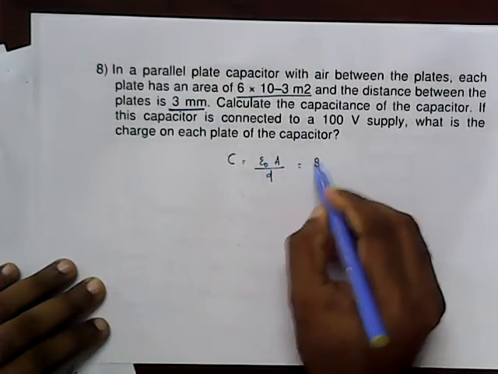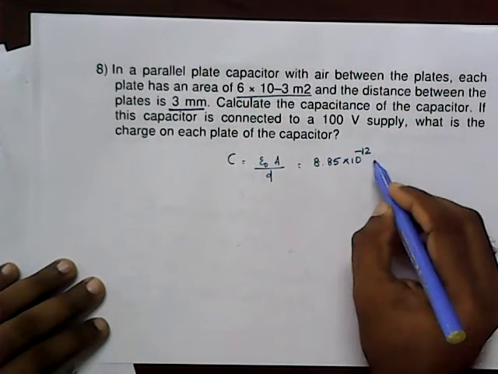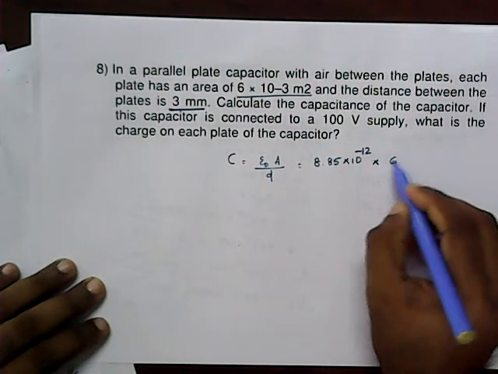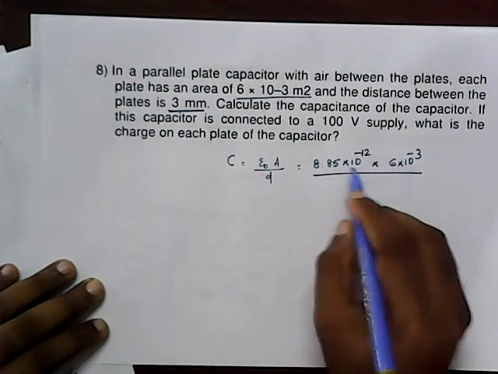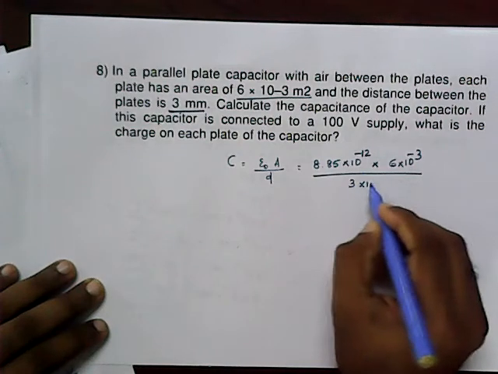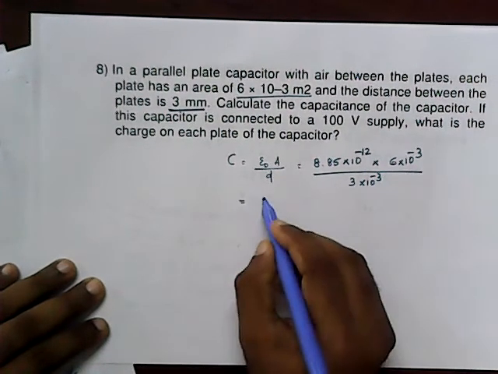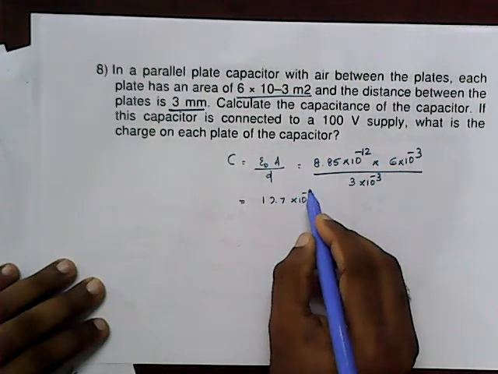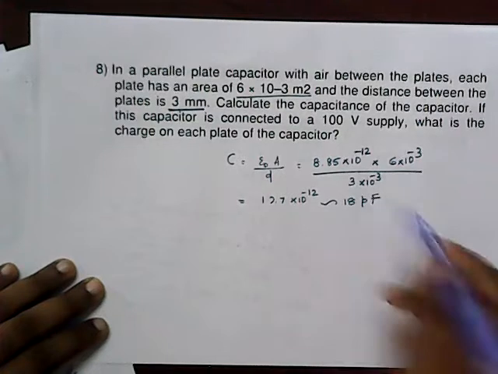So that is equal to 8.85 × 10^-12 times the area. The area is given as 6 × 10^-3, divided by the separation. The separation is given as 3 × 10^-3 meter. So if you just multiply, you get the value 17.7 × 10^-12, approximately 18 pF.